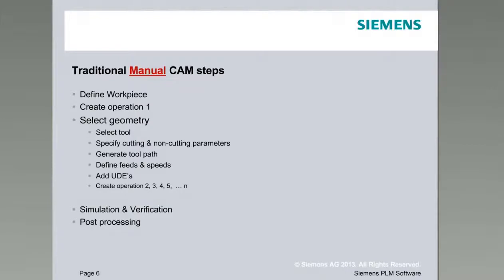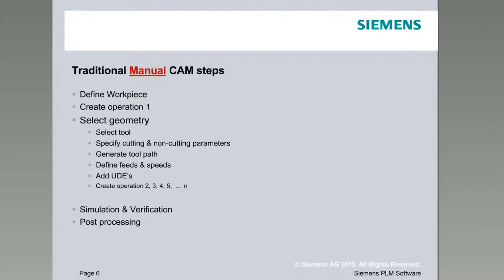I think most of you will be familiar with the traditional, I call it manual, NC programming steps in just about any CAM system. You start with defining your setup or your workpiece. You position the workpiece on your machine. You define your clamps, your fixtures. You start creating operations, and for each operation, whether it's a drilling operation or a milling operation, you select a tool, you select the geometry, you specify the operation parameters, the depth of cut, the step over, the engage and retract motions. You generate your tool path.